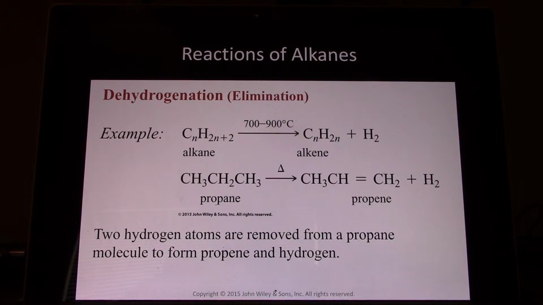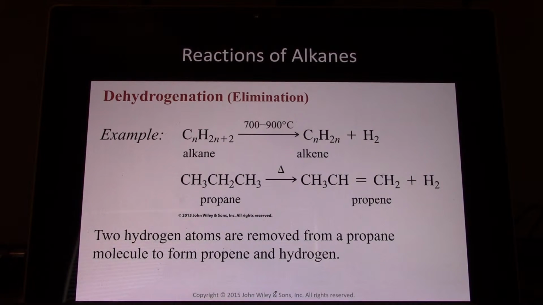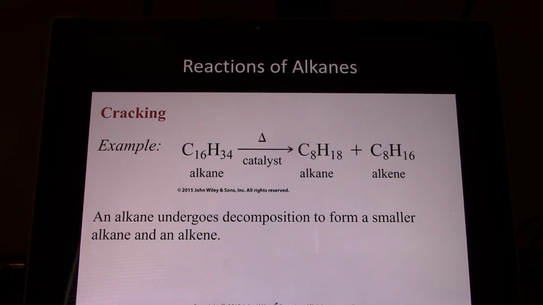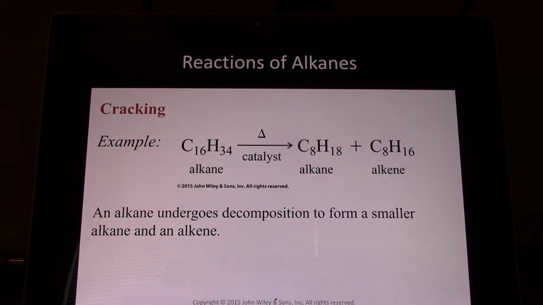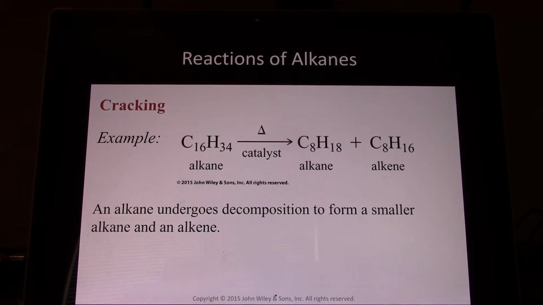Dehydrogenation. If you heat a saturated alkane at a hot enough temperature, because 900 Celsius is really hot, it cracks and you start breaking it apart into multiple molecules and getting double bonds, which opens up a lot of chemistry. So this is called cracking, when an alkane undergoes decomposition to form a smaller alkane and an alkene, which is now chemically reactive.